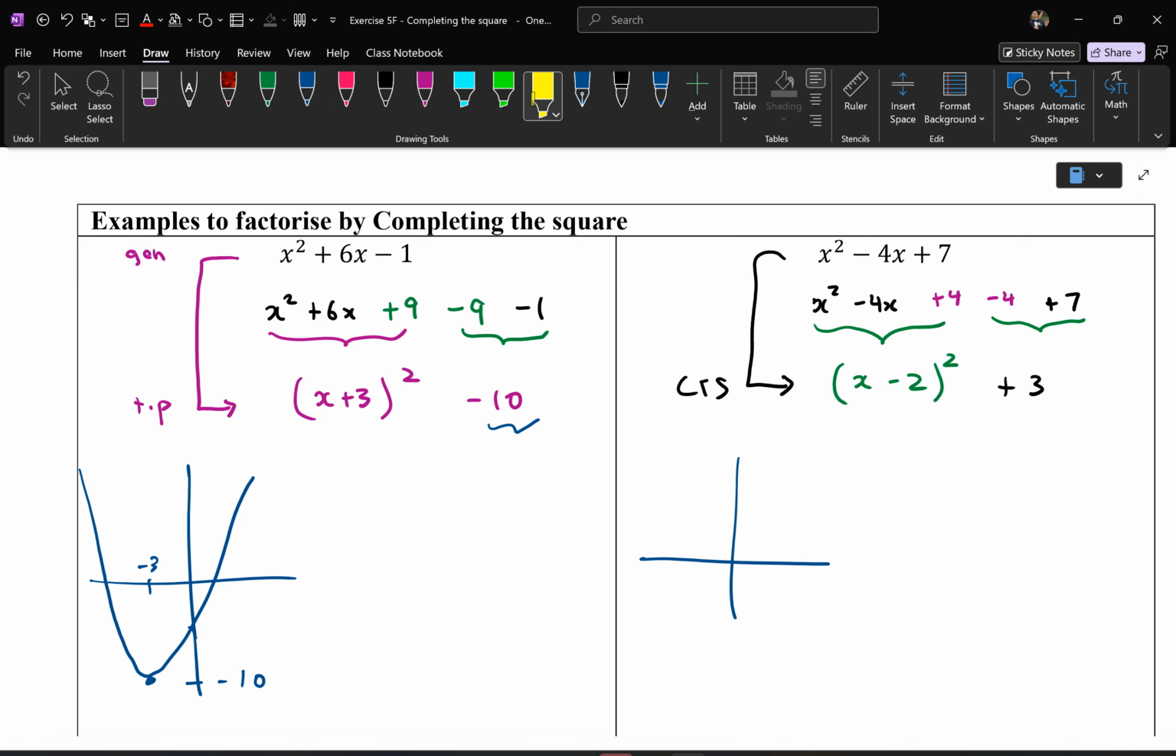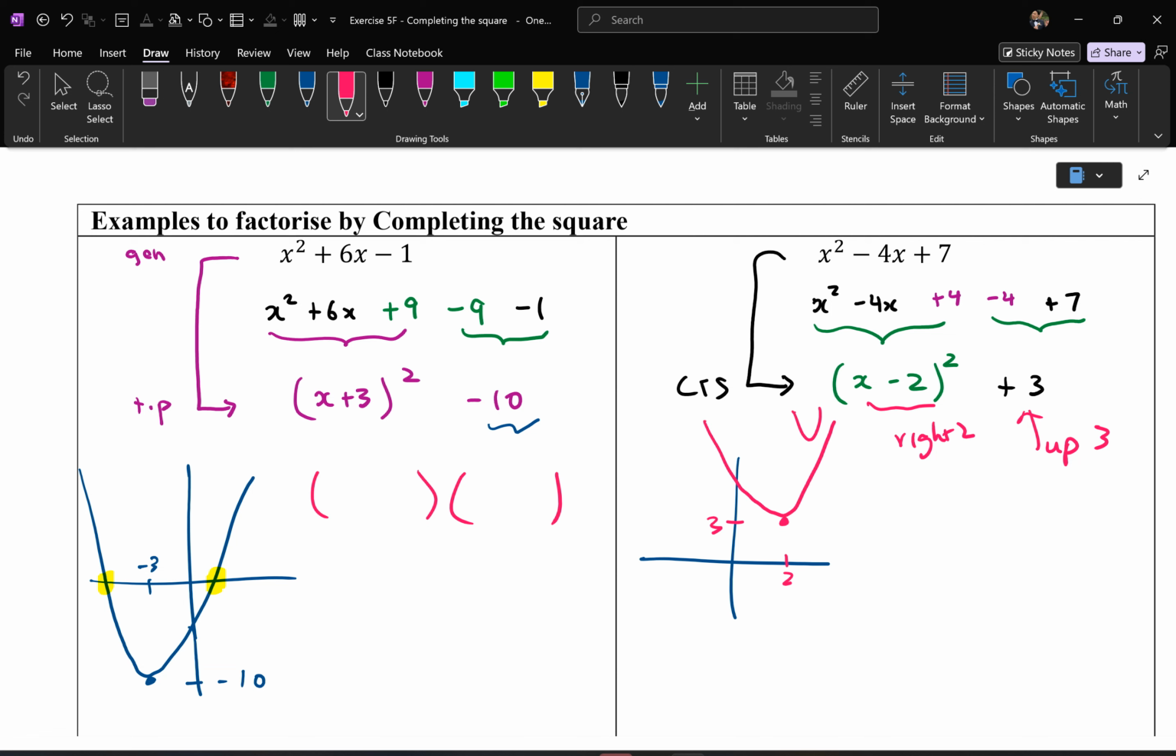So it means you should be able to factorize it so that it ends up with two brackets. So hence you can further factorize it. Why can't you do it for this one? This is up by 3, right by 2, and it's also a smiley face. So right by 2, up by 3, turning point here. Smiley face implies that there would not be any x-intercepts.